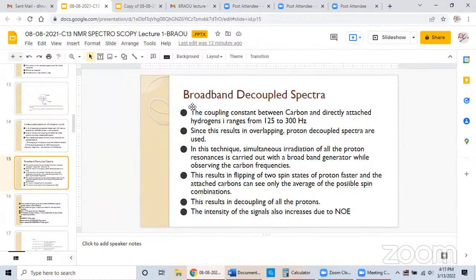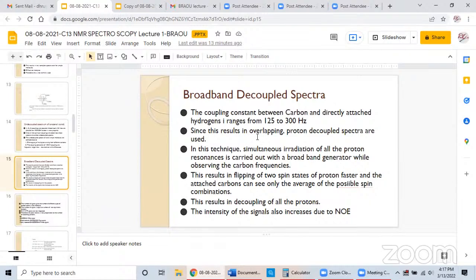Here, a broadband is used to decouple all the hydrogens present in the molecule, and another radio frequency corresponding to the carbon frequency is used to record the carbon signals. So two frequencies are used. One is broadband, which corresponds to the proton frequency, and the other radio frequency corresponds to the carbon frequency. So we are using the carbon frequency to observe the carbons directly, which are not able to see protons in different spin states. That is why they will not couple. So any non-equivalent carbon will give only a singlet signal, only one line.